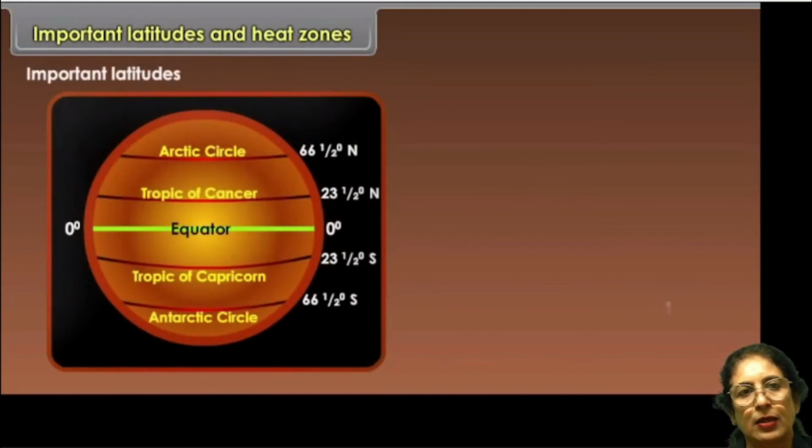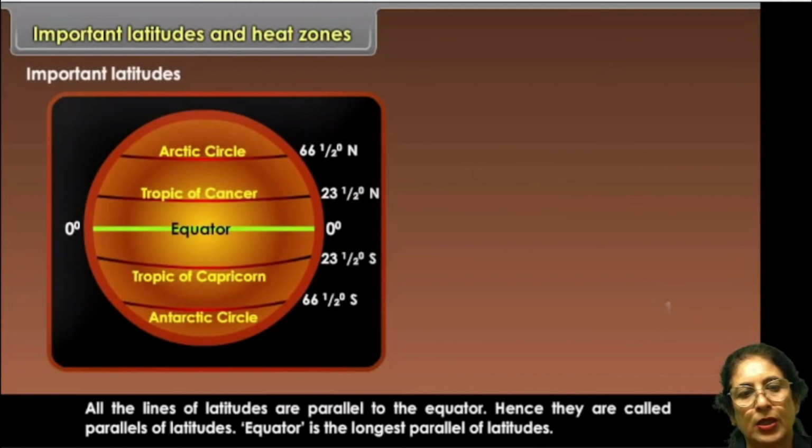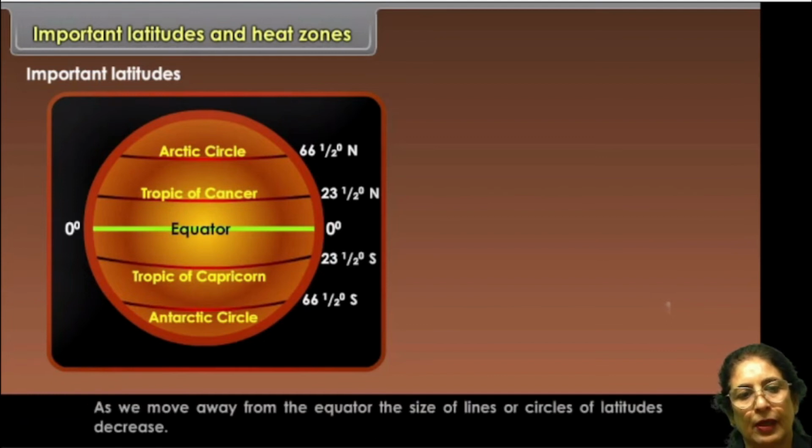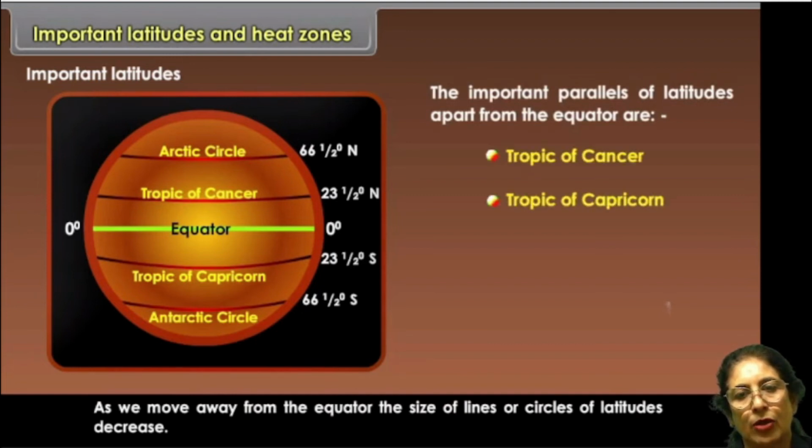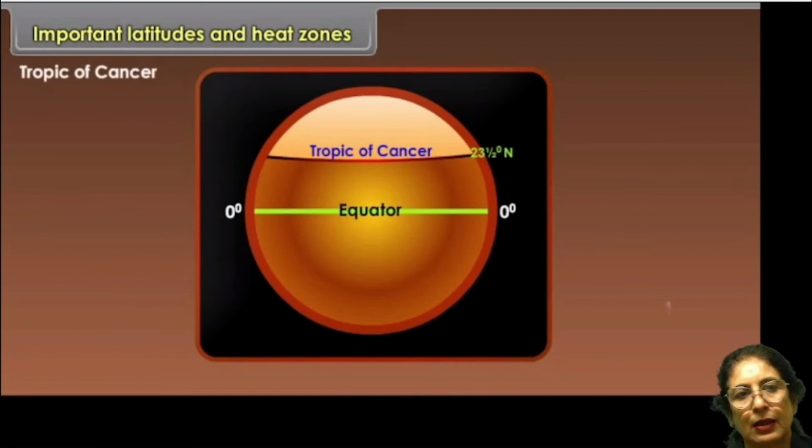Important latitudes and heat zones. All the lines of latitude are parallel to the equator, hence they are called parallels of latitude. The equator is the longest parallel of latitude. As we move away from the equator, the size of the circles of latitude decreases. The important parallels of latitude apart from the equator are Tropic of Cancer, Tropic of Capricorn, Arctic Circle, and Antarctic Circle.